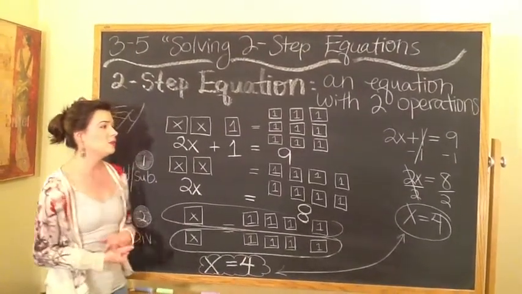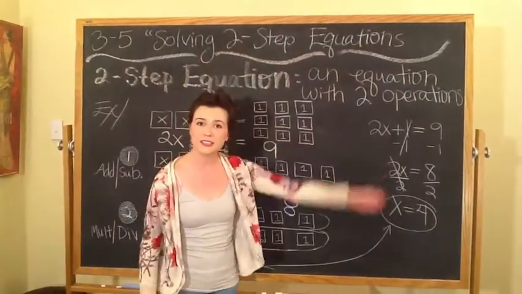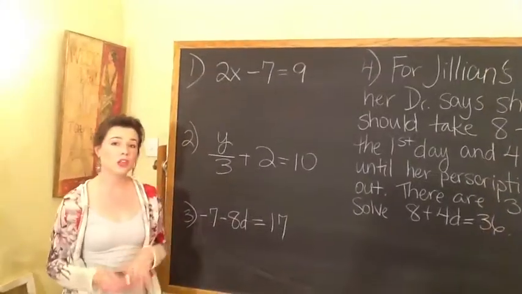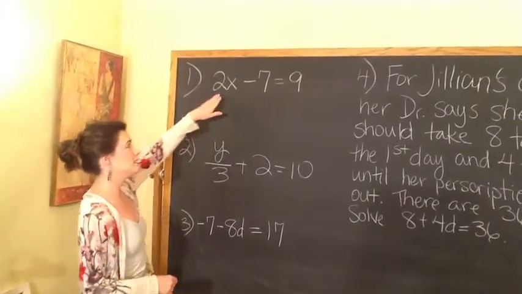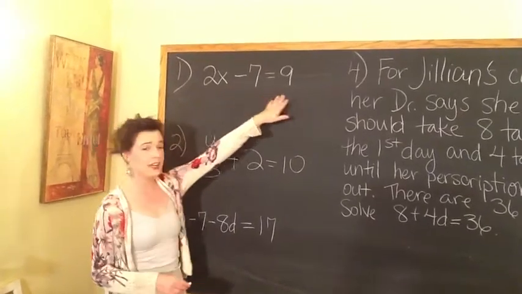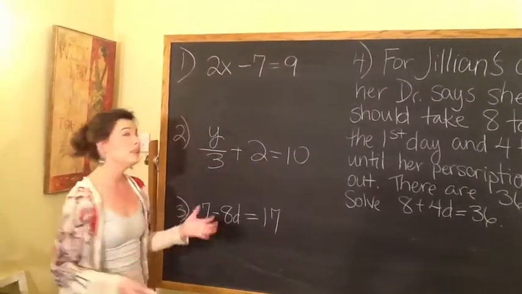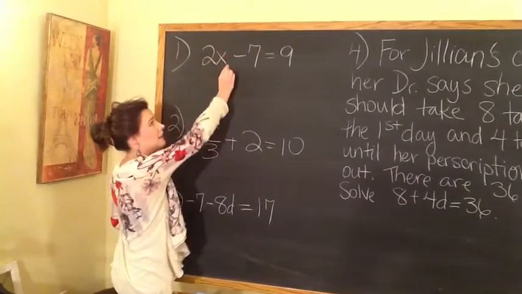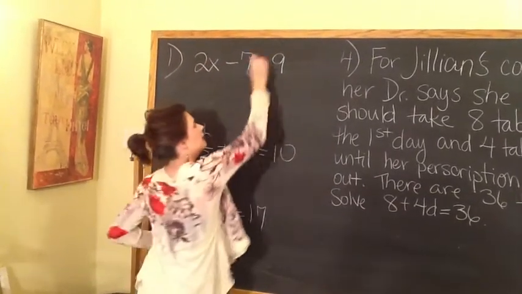Now we're going to do some more examples that will end up looking like this. All right, let's look at example number 1. Example number 1 says 2x minus 7 equals 9. So basically, 2x minus 7 is the same as 9.